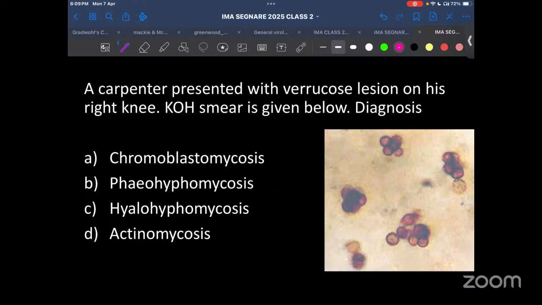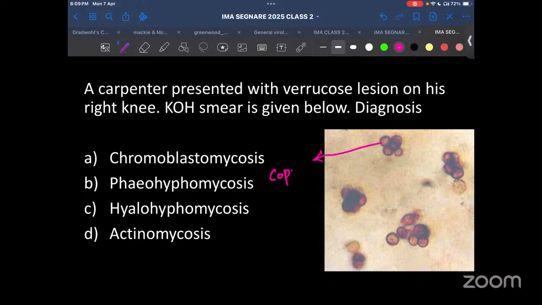KOH is a colorless stain. First of all, remember that KOH is colorless. It is used for lysing tissue, especially skin tissue, which contains keratin. We have to lyse the keratin, so we use potassium hydroxide. These are not yeast. You may mistake this for yeast, but these are not yeast. Look at the color of this.